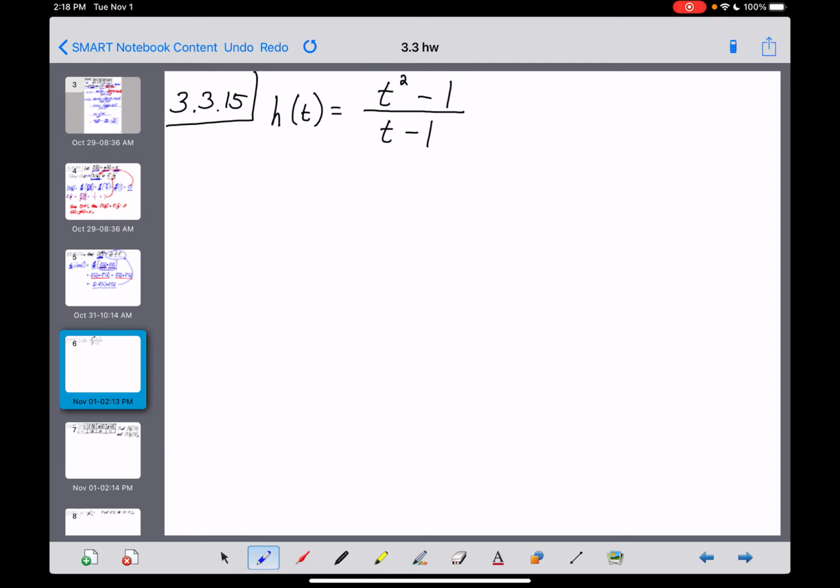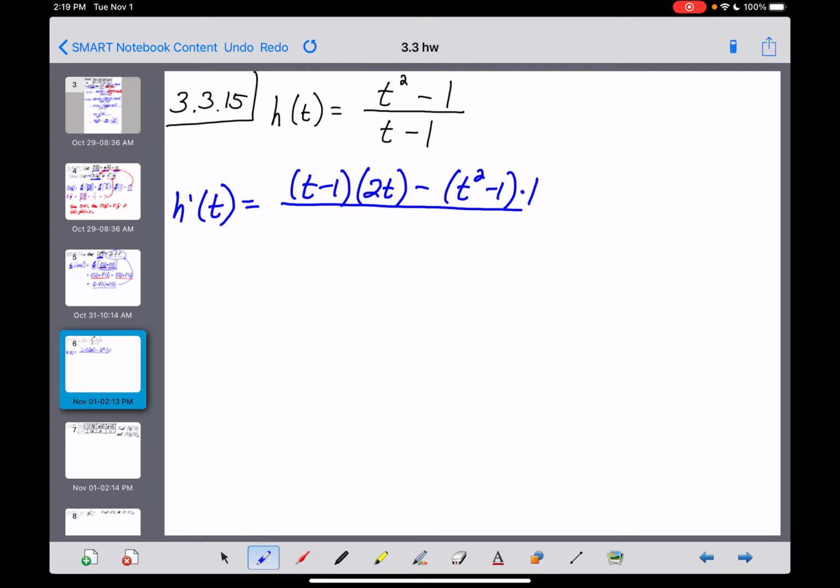H of t is defined as t squared minus 1 divided by t minus 1. That clearly is a quotient with a variable on both the top and the bottom. So I would find our derivative, h prime of t, by doing the quotient rule. And here we go. The denominator is t minus 1, and we'd multiply that by the derivative of the numerator, which is going to be a 2t. That takes care of that, minus the numerator, which is t squared minus 1, multiplied by the derivative of the denominator, which is just going to be 1, all over our denominator, t minus 1 squared.